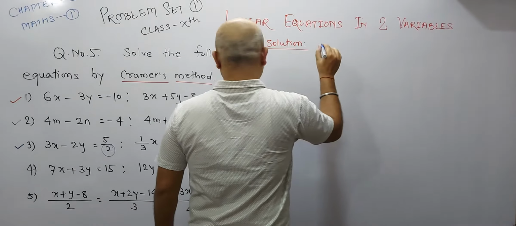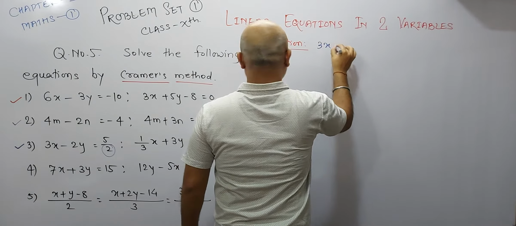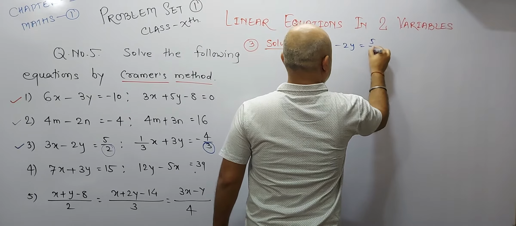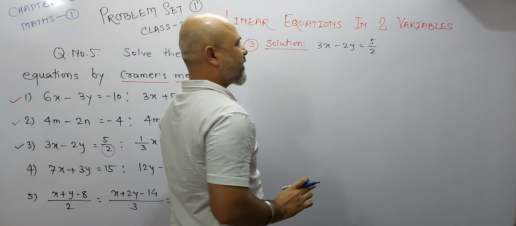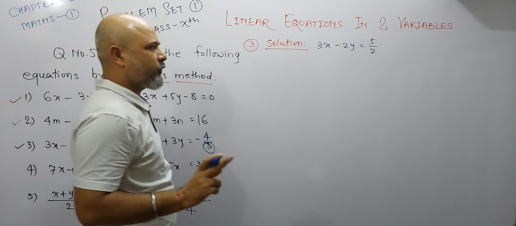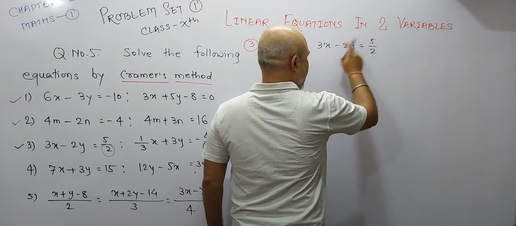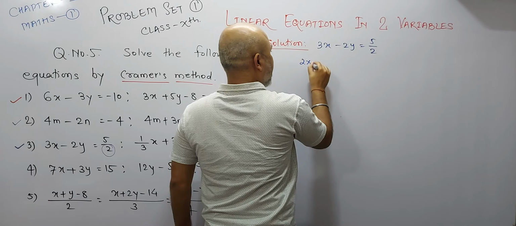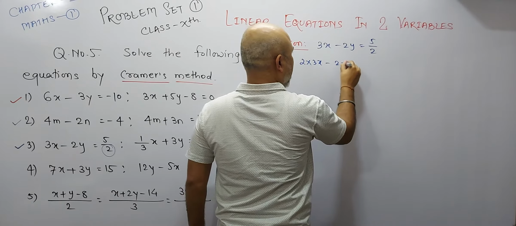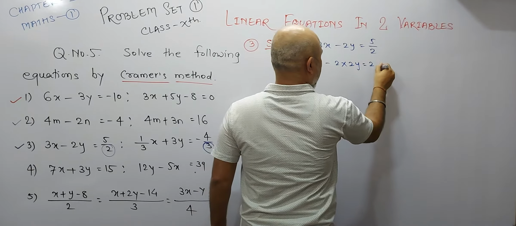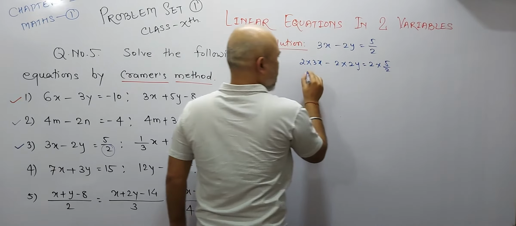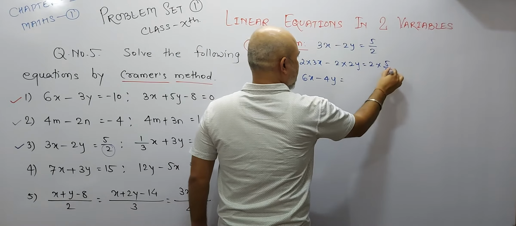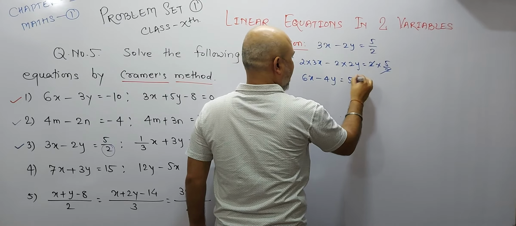3x minus 2y is equal to 5 by 2. We don't want c1 to be 5 by 2, so for that we will multiply the whole equation by 2. So what will you get? This will be 2 multiplied by 3x minus 2 multiplied by 2y, and this is 2 multiplied by 5 by 2. So you will get 6x minus 4y, and this 2 and this 2 will cancel out. You will get 5.